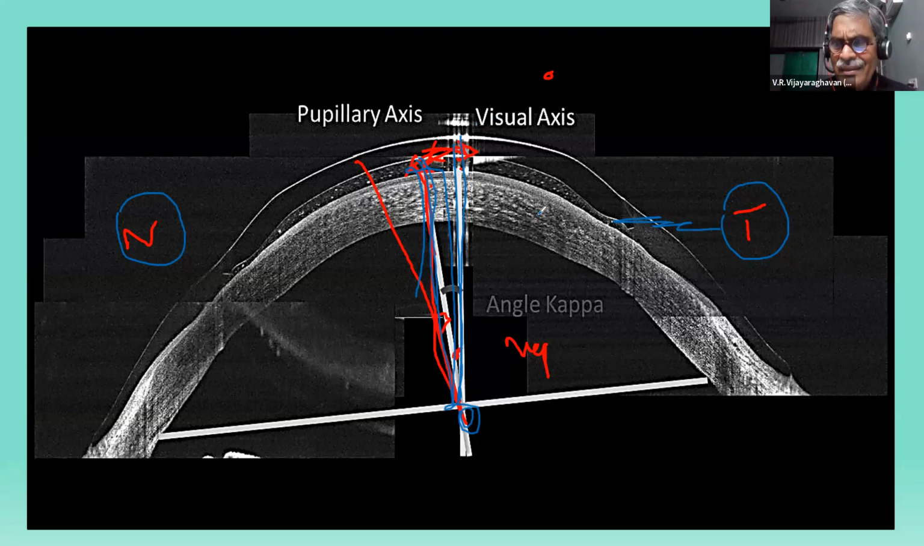What is the meaning here? In this case, if it's so, what will happen now? The pupillary axis only we are going to see. The center of the cornea only we are going to mention. The center of the pupil only we are going to see. That means the center of the eye, the center of the pupil, is slightly nasal, deviated inward. It appears to be deviated inward.